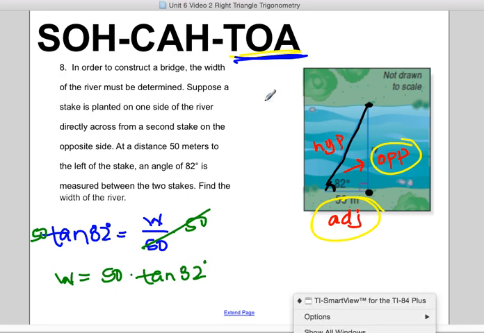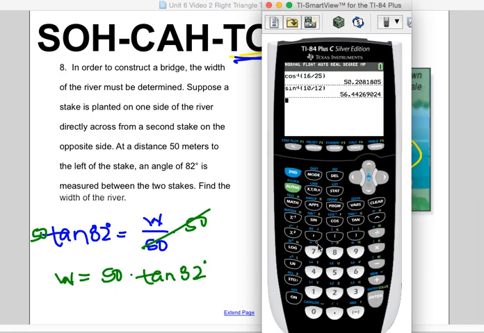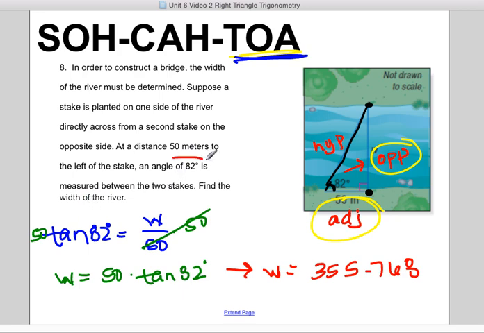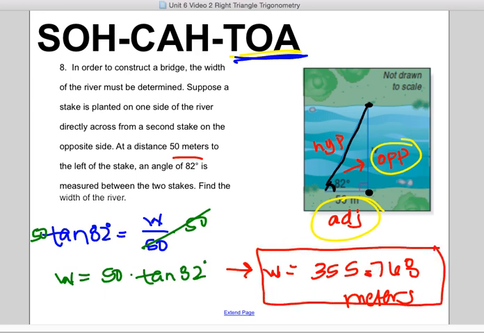Typing that in, we have 50 times tangent of 82, which gives us 355.768. This 4 tells me that it stays the same, so 768 is what it will be at the end. So the width of the river is equal to 355.768, and this is being measured in meters. So 355.768 meters.